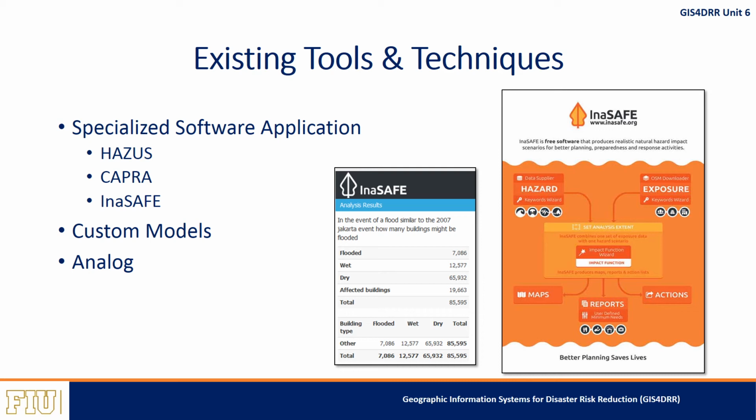Out in the public domain, there are a small number of specialized software programs that are designed to facilitate these types of analytical efforts. Typically, they provide the means to quickly analyze hazards and risk data together for outputs with varying complexity and sophistication. Most provide reporting features to quickly convert the analysis to actionable information products.